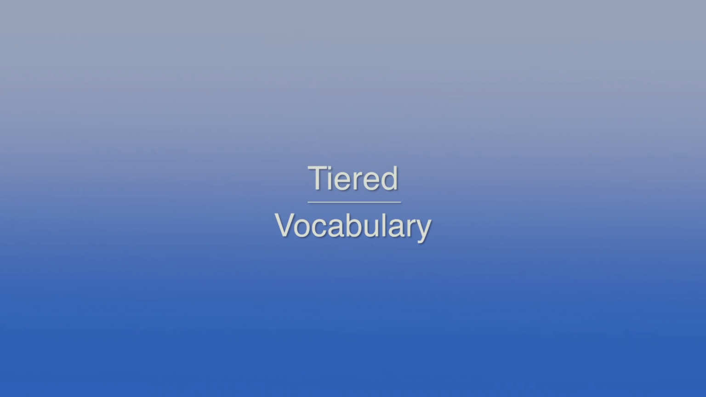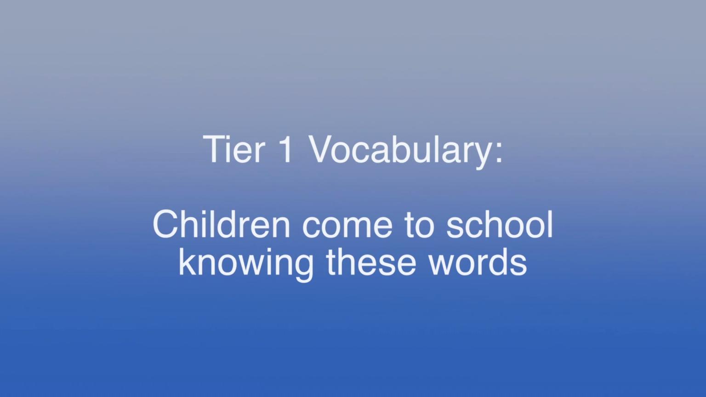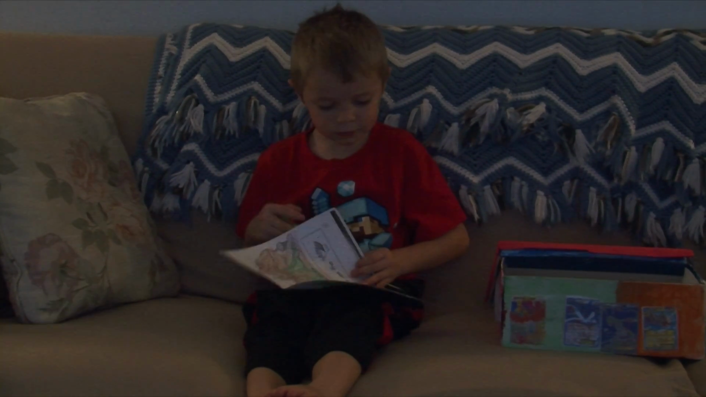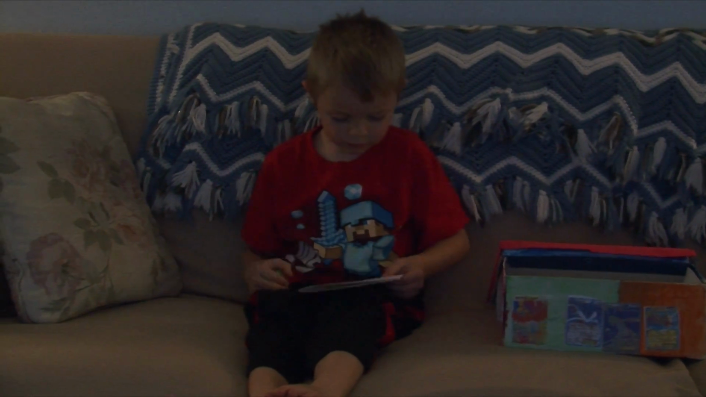One of the functions of academic vocabulary that we are talking about today is tiered vocabulary. And what tiered vocabulary means for your child K through 12 is vocabulary that he or she acquires not only at school but at home as well. Tier 1 vocabulary words are words that your children come to school already knowing. These are words that they learn at home with their family, out in the community, and with their friends.